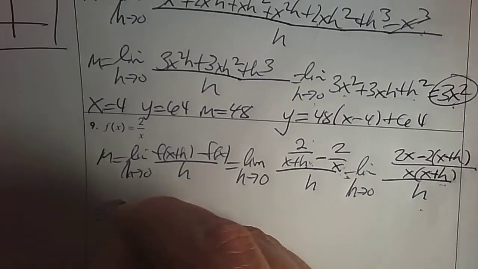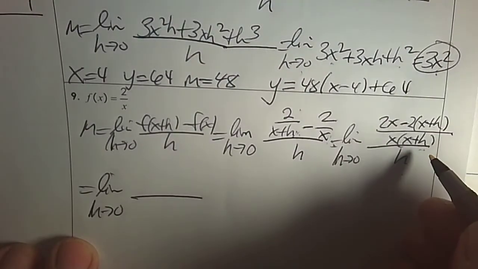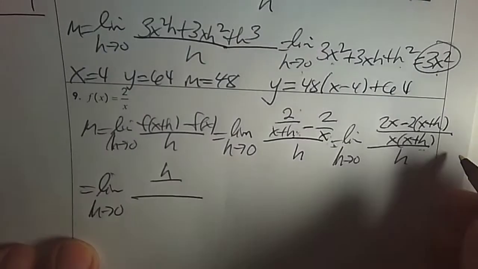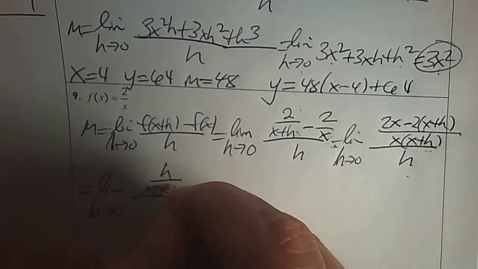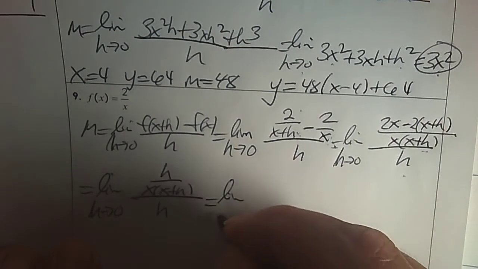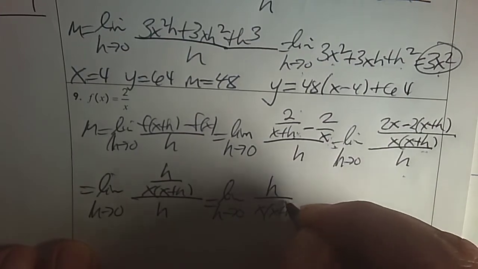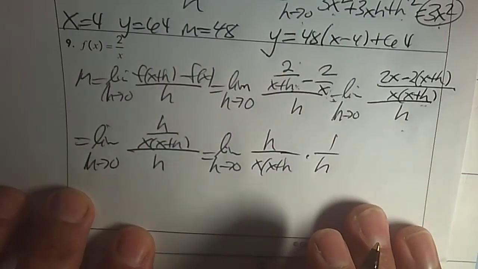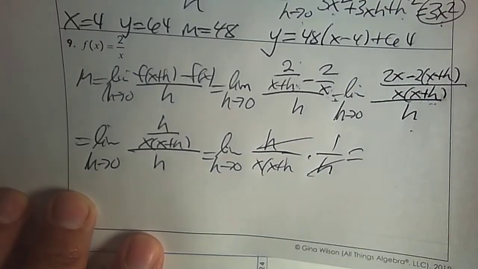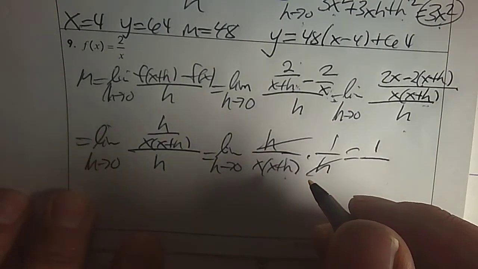Now, I'm still going to simplify this. So the limit as h approaches 0. So 2x subtract 2x, that's eliminated. H is left. We have x and x plus h, and that's all over h. So the next step is to multiply times the reciprocal, which is 1 over h. Notice the h's will divide out. Now plug in 0, and what you're left with is 1 on top over x squared.